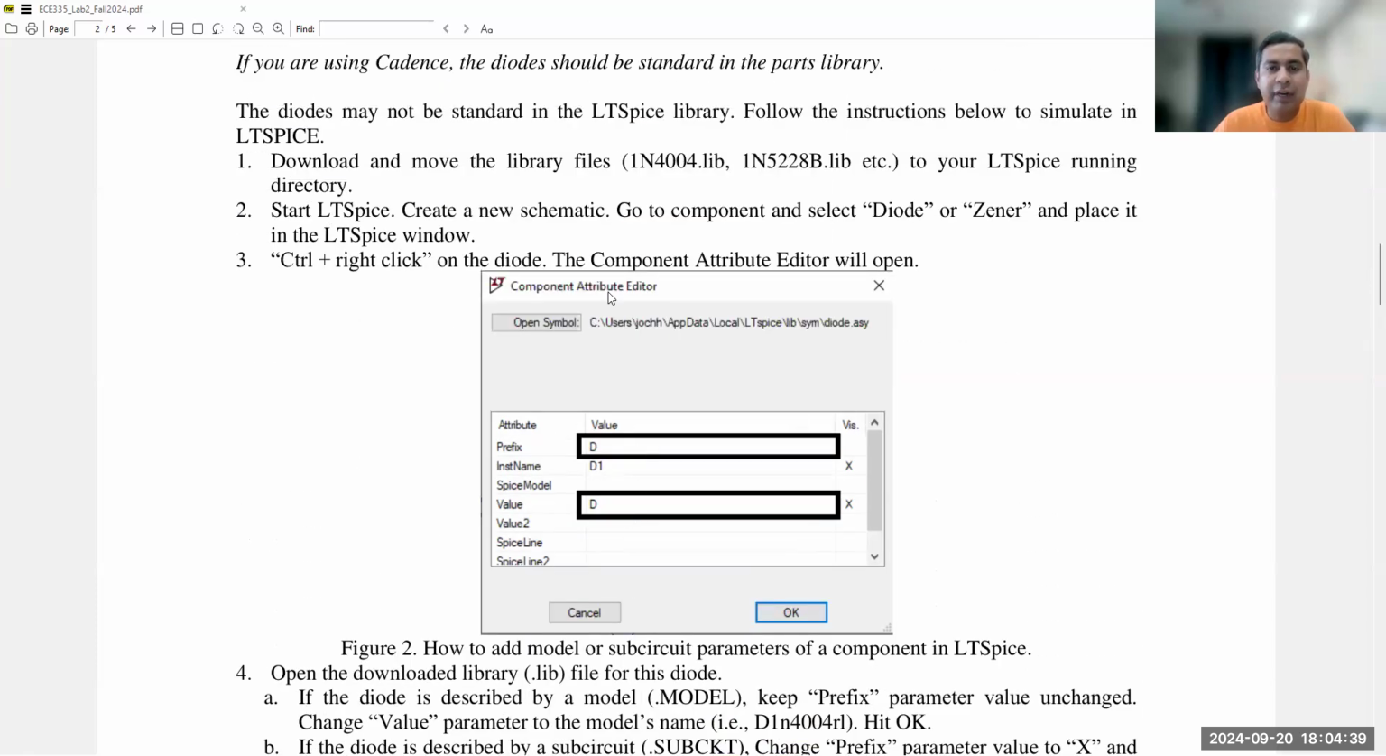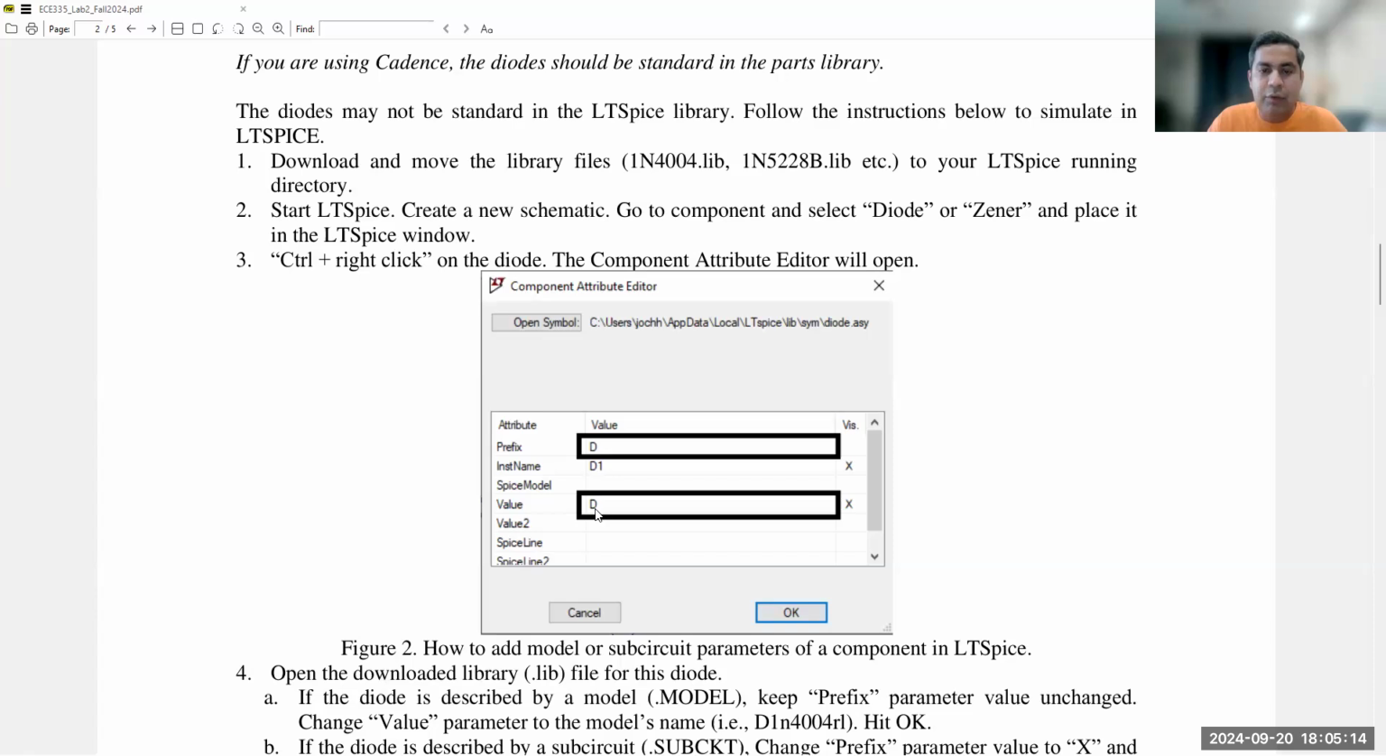So the way you define it and assign it in your LT-SPICE simulation is that when you draw this circuit, you place a diode, or Zener in your circuit, and you connect the wire of the entire circuit. Then what you do is you press Control and right click on the diode and open up this component attribute editor window. And on this window, you can see that the prefix is D, which means it's a diode, and value by default is D.